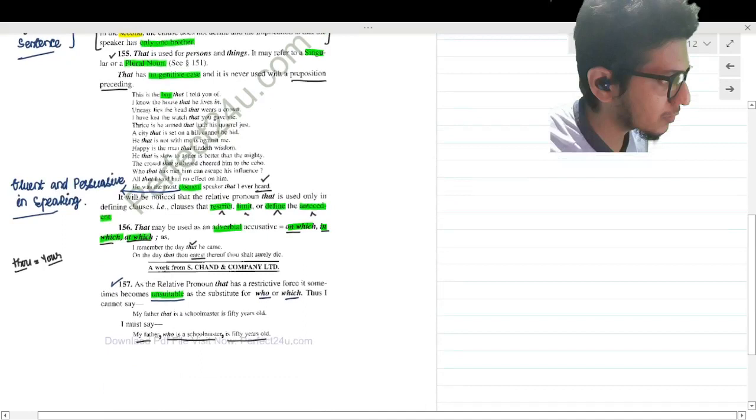Rule 156. That may be used as an adverbial accusative, equivalent to on which, in which, at which, as in: I remember the day that he came, on the day that thou. Here, one sentence is enough.